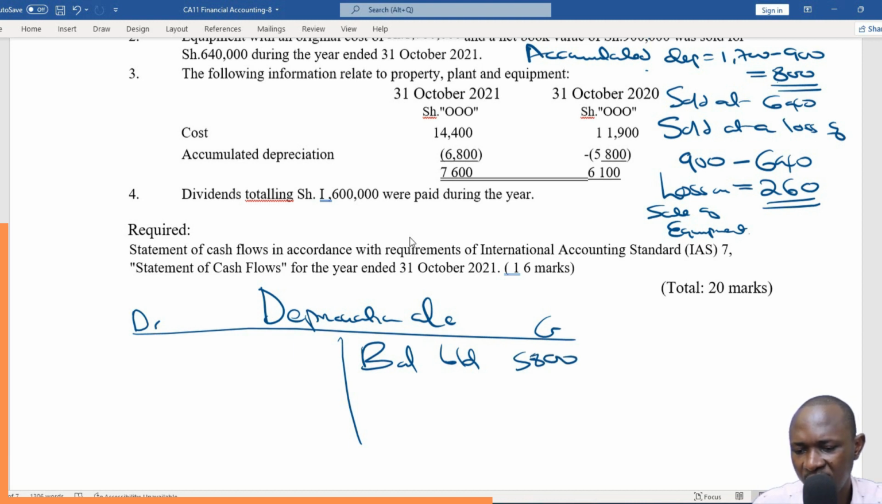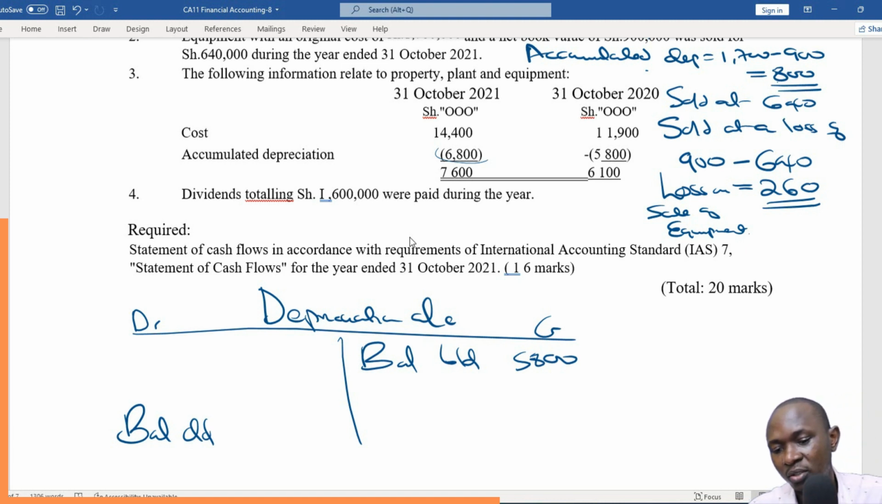That's the depreciation. It appears on the credit side, and then of course we are going to close the year with an accumulated depreciation of 6,800. So this will be balance carried down. When you close the year, we talk of balance carried down, so that the following year we start with this balance on the credit side. So balance carried down 6,800. It's very good to understand these things.